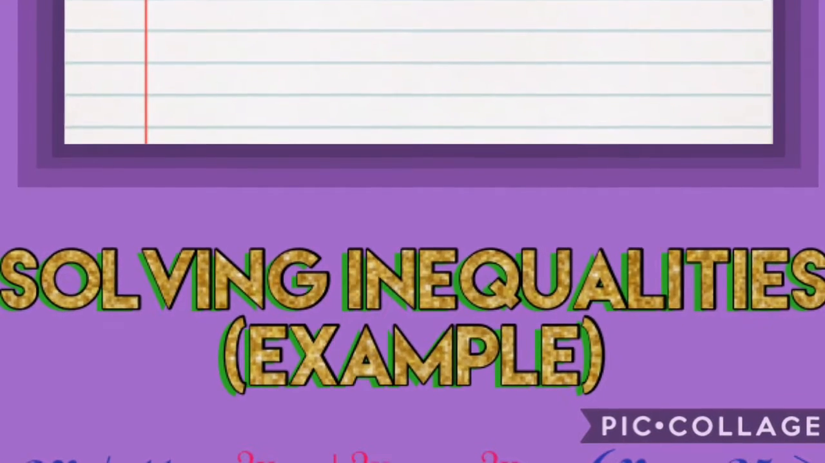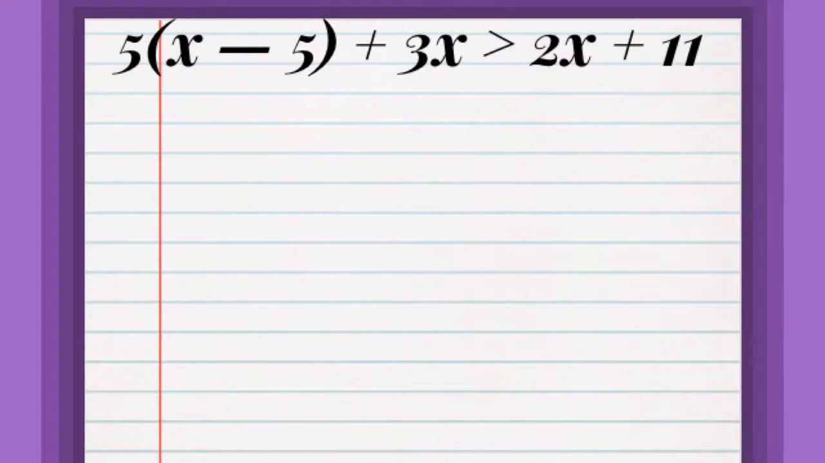Now, I'll walk you through an example. 5 times x minus 5 plus 3x is greater than 2x plus 11. We start by distributing and combining like terms. After getting 5x minus 25, we add 3x to get 8x minus 25.